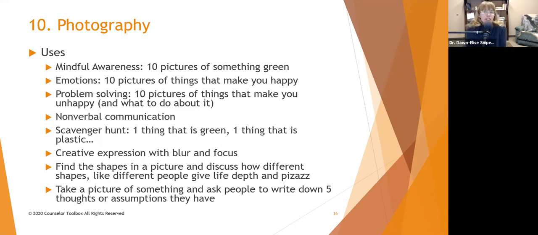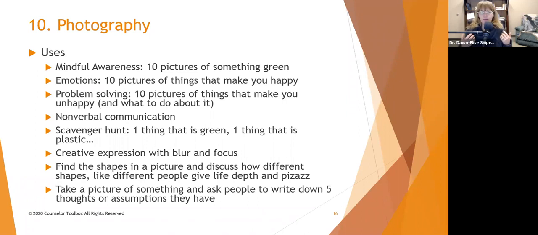For the uses for photography, mindful awareness: take 10 pictures of something green. I said that one already. Emotions: 10 pictures of things that make you happy. Problem solving: 10 pictures of things that make you unhappy and what to do about it.